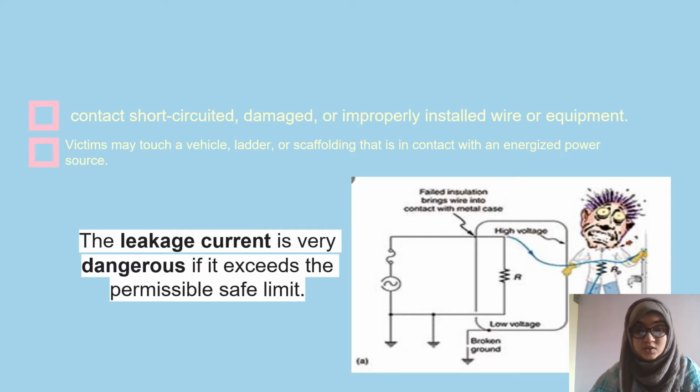It can happen because of short circuits inside wires, improperly installed electrical equipment, or because of using damaged electrical components. It can also happen due to lack of corrective maintenance of appliances. Victims can easily be shocked if they get in contact with such equipment with an energized power source.